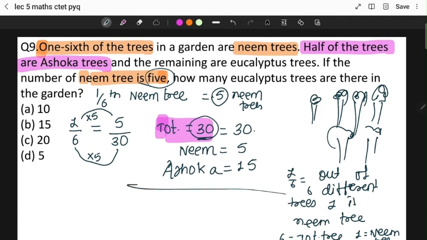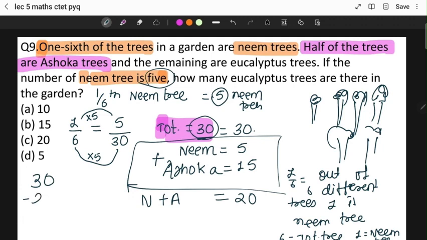These are the total trees. Neem tree plus Ashoka tree will give me how many? 20. 15 plus 5 will give me 20. So 15 plus 5, this equals total neem plus Ashoka, which is 20 trees. So if I do total trees minus neem tree and Ashoka tree, left will be 10 trees, and these 10 trees are nothing but the eucalyptus trees. Got it? In this way I have found the answer for the given question.